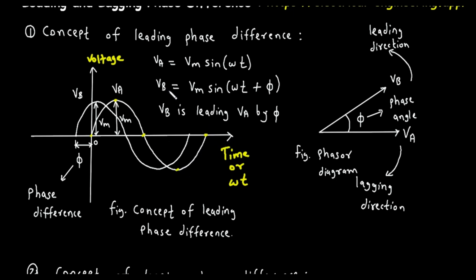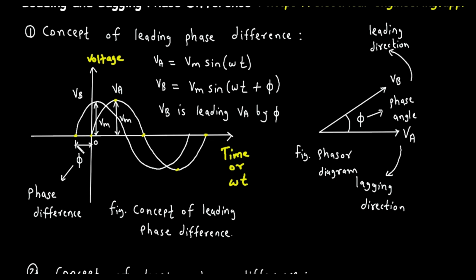Now, let's look at the second equation, for wave V sub B. It reads, V sub B equals V sub M times the sine of omega t plus phi. This equation is almost identical to the first one, with one crucial difference, the plus phi inside the parentheses. The symbol phi is a Greek letter, and it represents the phase angle, or phase difference. So what does plus phi mean? It means that the wave V sub B is shifted to the left on the time axis. In simpler terms, it means that wave V sub B starts its cycle earlier than wave A.